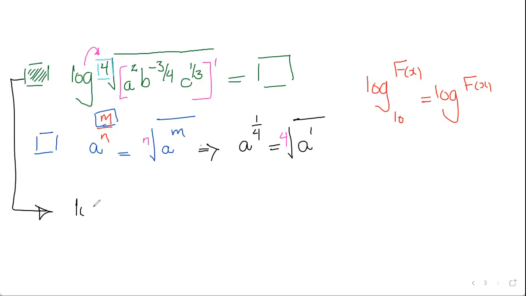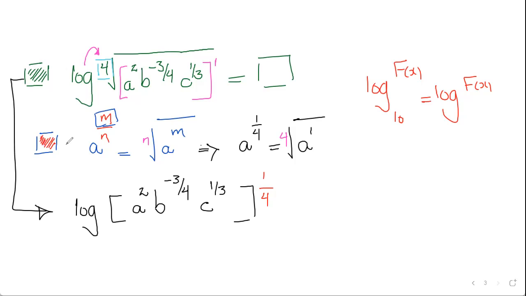Say the log of, I get whatever is inside the operator. One of them is a to the power 2. One of them is b to the power minus 3 over 4. The other one is c to the power 1 over 3. I have 4, which I know goes as exponent altogether 1 over 4. Why? Because we introduced, not right now, a couple of sessions ago, this very useful identity.